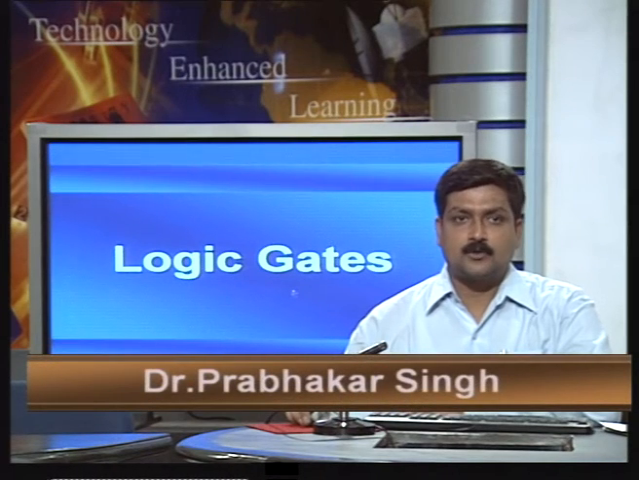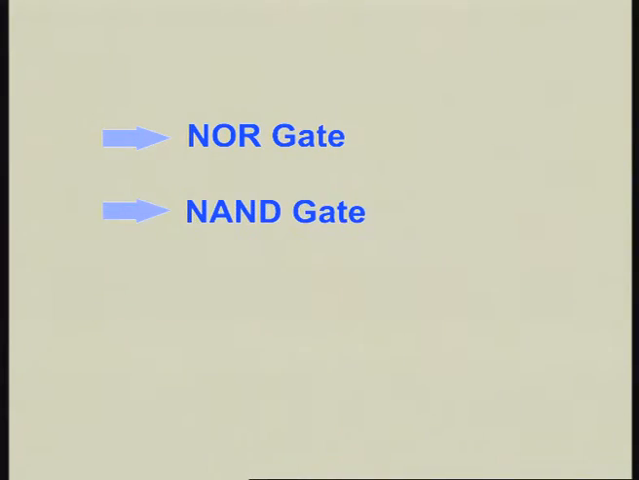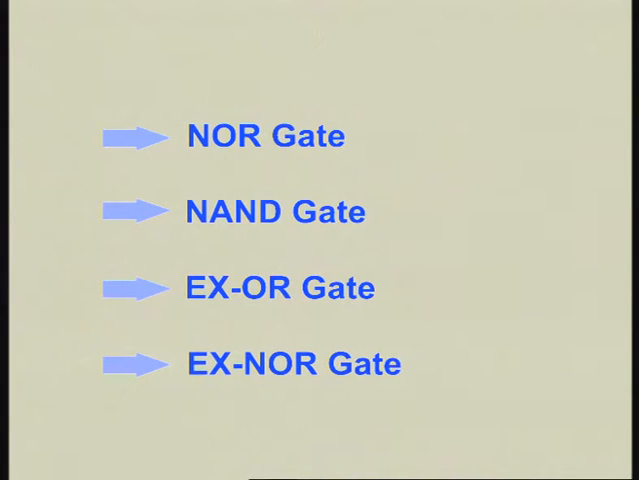Discuss about logic gates. So far we have studied the OR gate, AND gate, and NOT gate. They were the basic gates, and we have also discussed their Boolean expressions. Now we will continue our discussion and go further on the NOR gate, NAND gate, exclusive OR gate and the exclusive NOR gate. So now, the NOR gate.